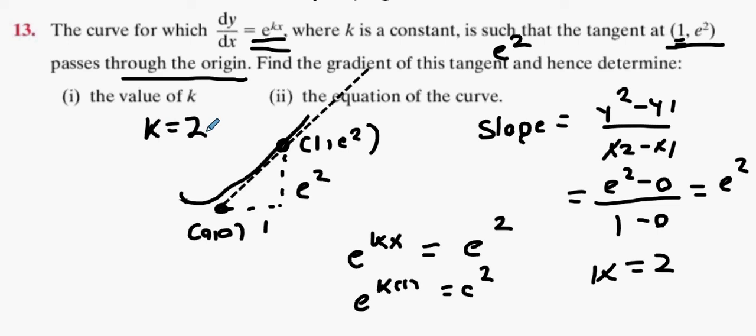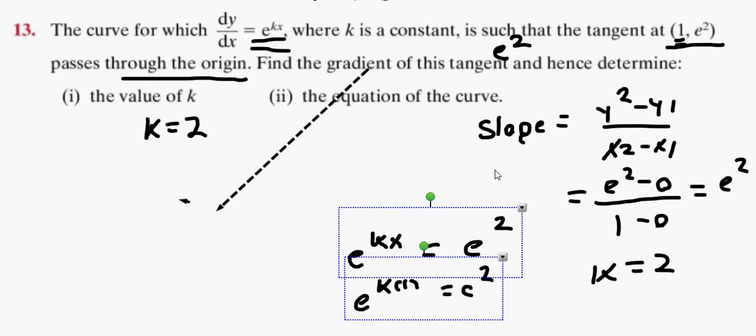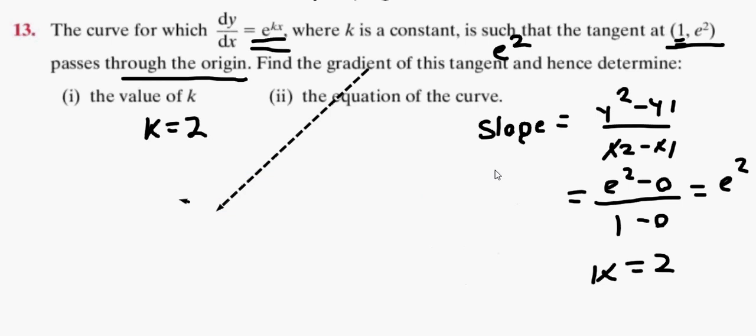What's the value of k? k equals 2. What chapter are we in currently? Have we integrated at all yet? I've done zero integration. What does that mean? We're going to have to look for the equation. I'm probably going to do it now for the equation of the curve.